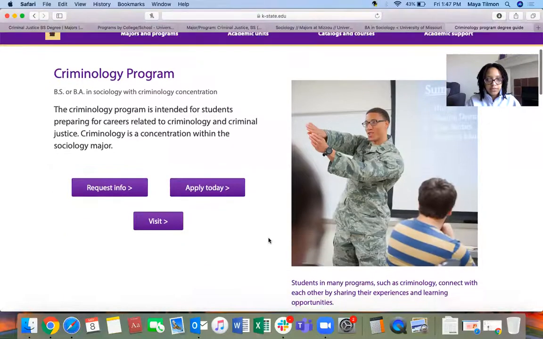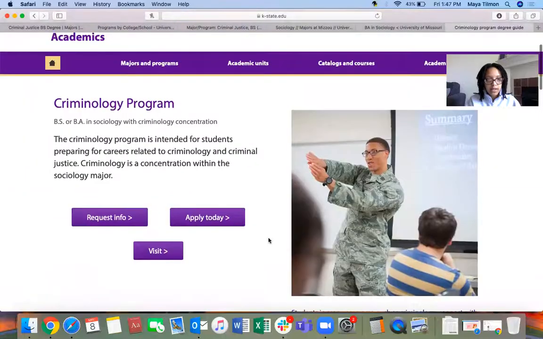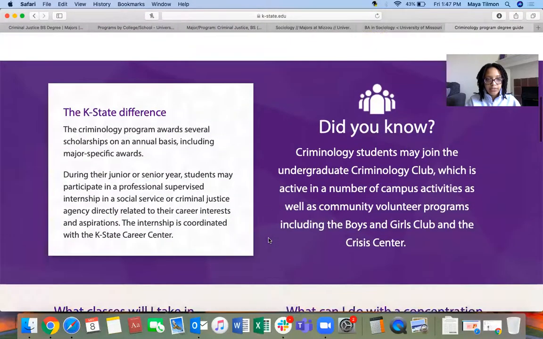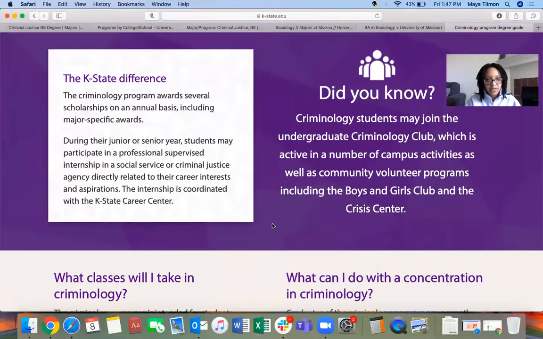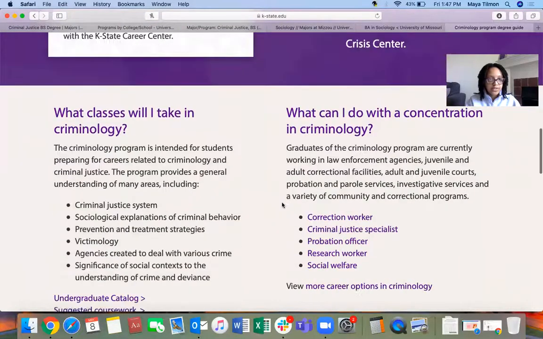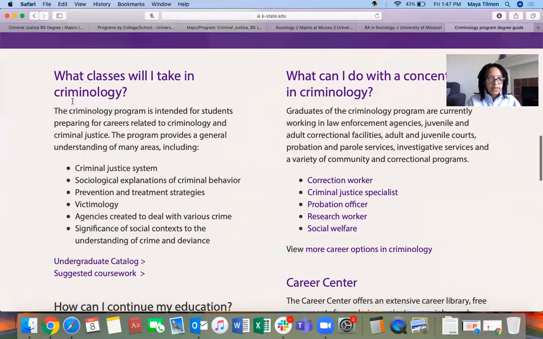So this will give you some information about the criminology major. Did you know criminology students at K-State can join a criminology club and volunteer at the Boys and Girls Club? If you want to learn more about the classes you'll take in criminology, here's some examples, and then this will take you to the catalog.